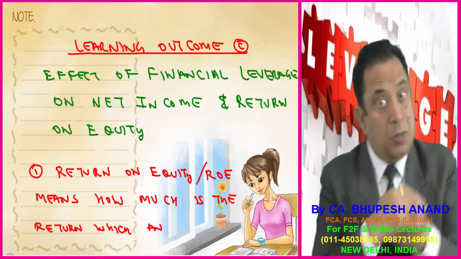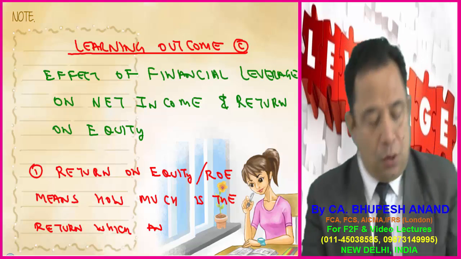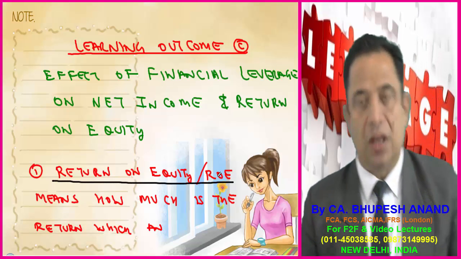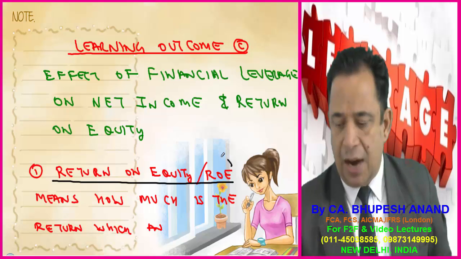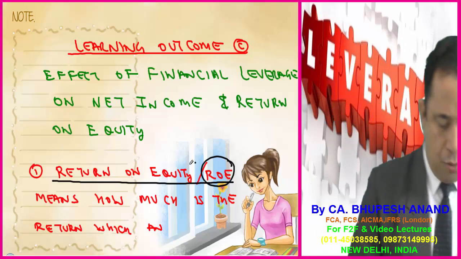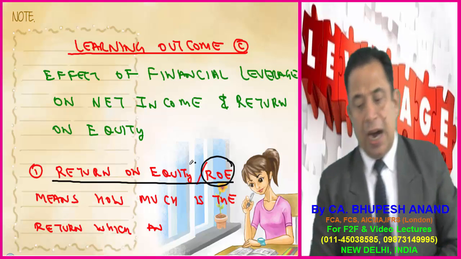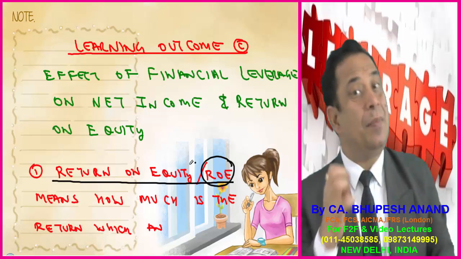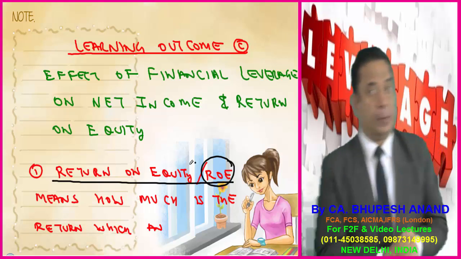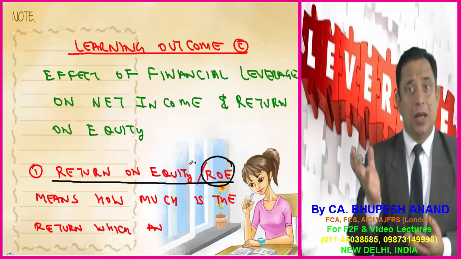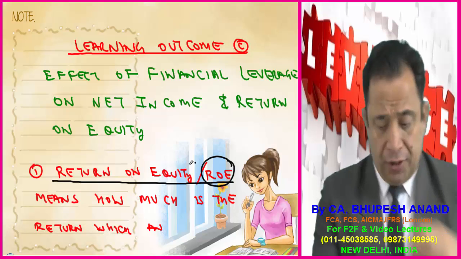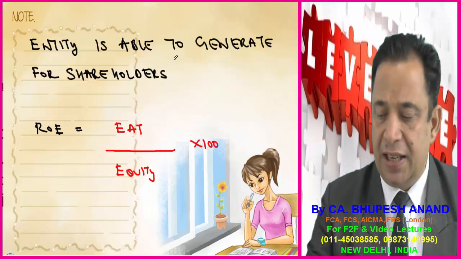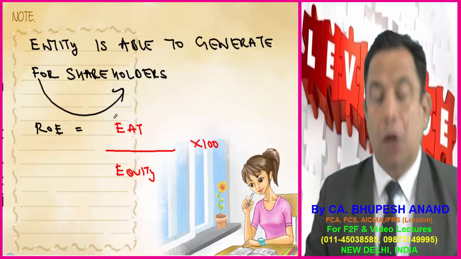Please write on first point, what is the meaning of ROE? When I say ROE, I mean return on equity. As the name indicates, return means profits for equity. It means how much profit an entity is able to generate for equity shareholders.